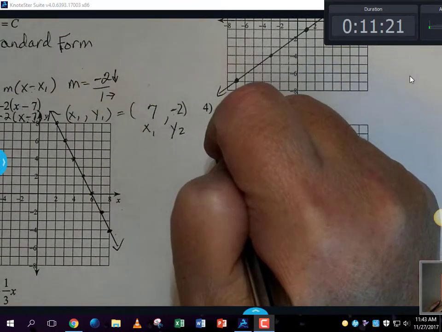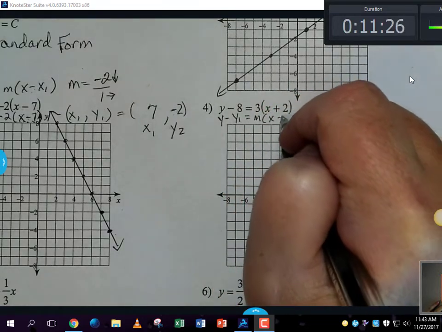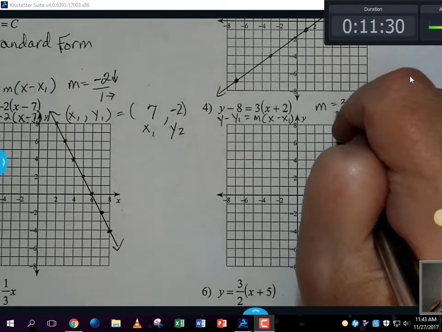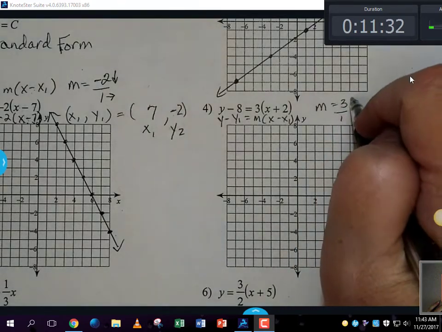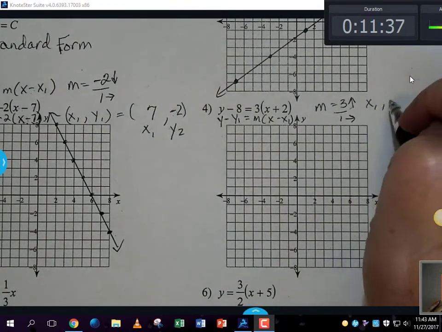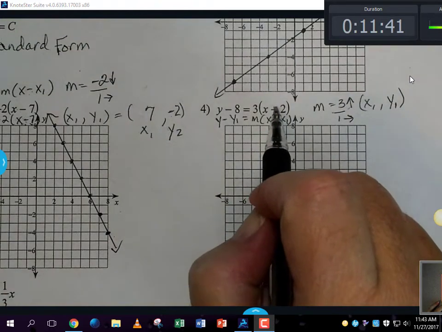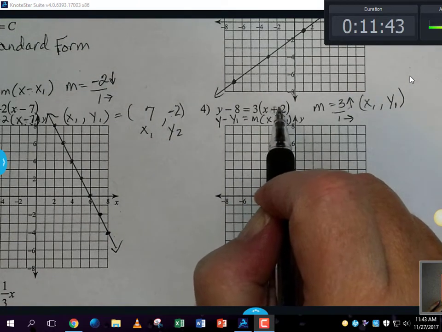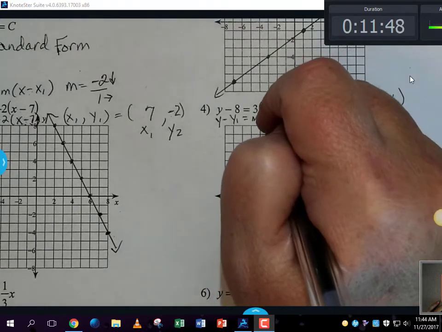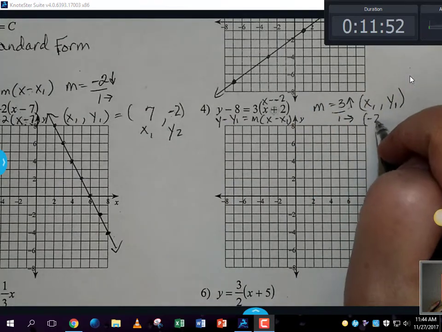Okay, I've got y minus y1 equals m times x minus x1. So m equals 3. I need it as a fraction. Go up by 3 and right by 1. x1 comma y1. Oh, I've got that plus sign, right? So it's not going to be a positive 2. It's going to come from x minus negative 2. So x sub 1 is negative 2.